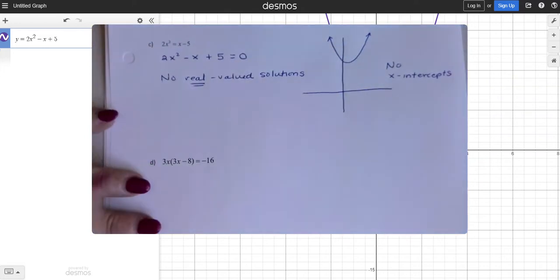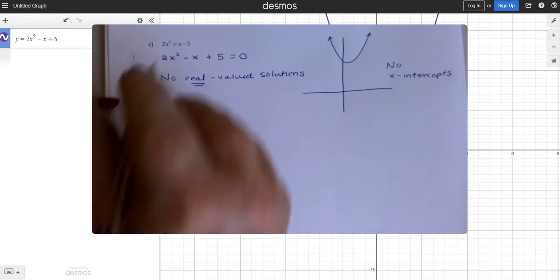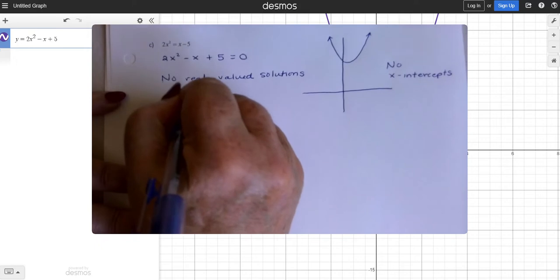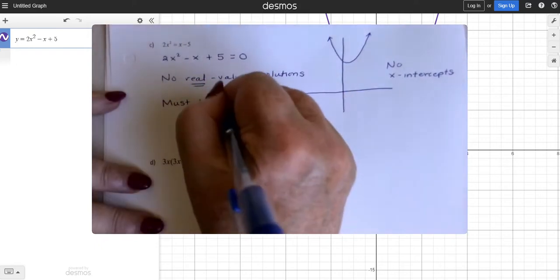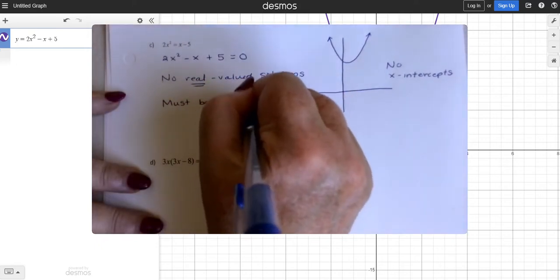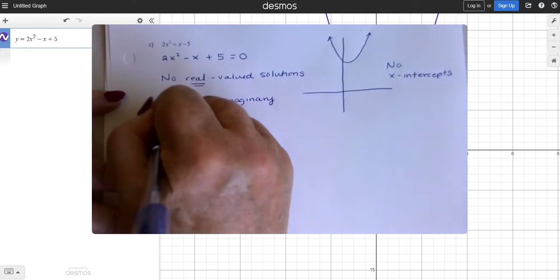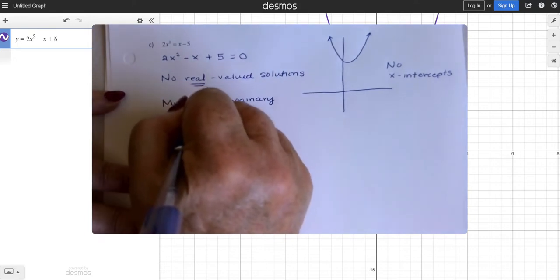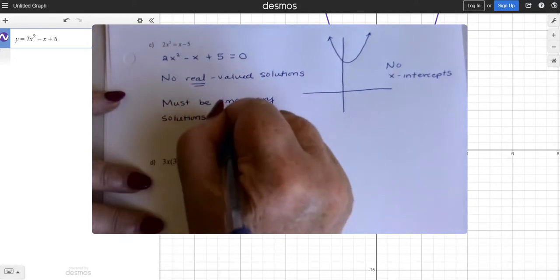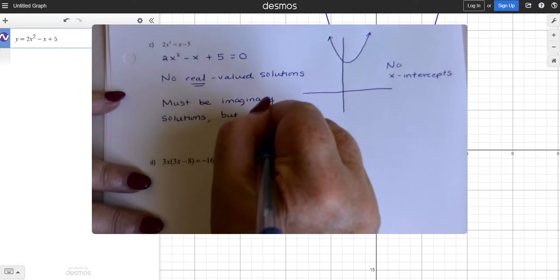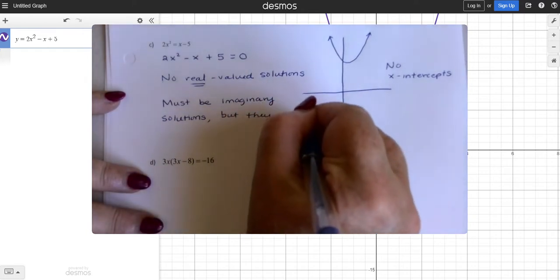I know that there would be imaginary solutions because this has to have solutions. All quadratic equations do. So there must be imaginary solutions. But they cannot be found by a graph.